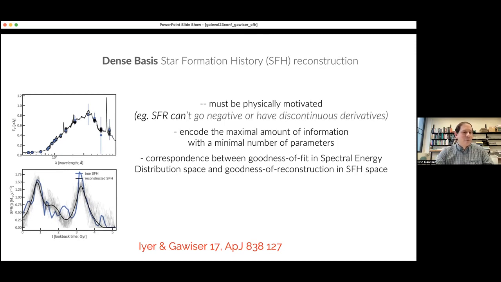We don't get every little up and down of the input star formation history, but we reconstruct its broad features. And then as you see in the dimmer black curves, we've actually sampled from the posterior to give you a sense of the uncertainties on the star formation history at each point in time.